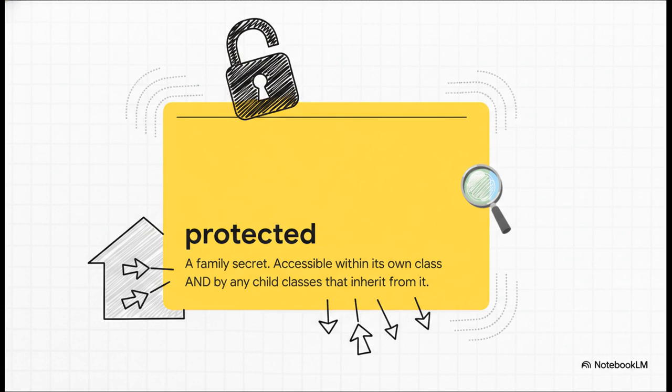Protected information is hidden from the outside world, just like private stuff. But it makes a special exception for any child blueprints that are based on the original one. It's like a family secret.